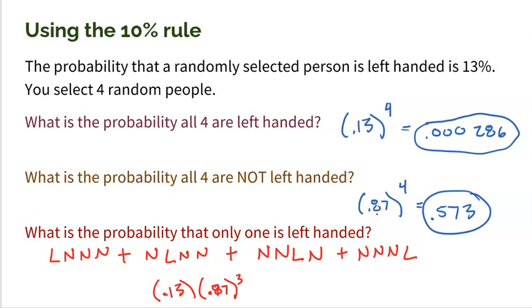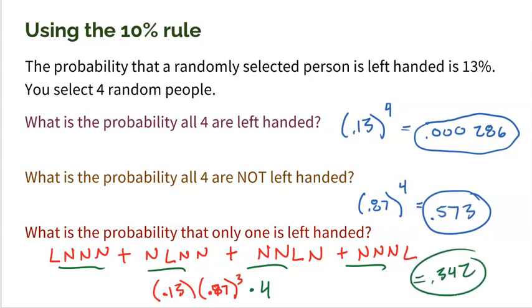All four of them are mathematically equivalent, but there are four distinctly different situations where you could have one lefty, 0.13, three nons, 0.87. So I'm going to times this result by 4 for the fact that there are 1, 2, 3, 4 distinctly different situations for this to happen. So 0.13 times 0.87 raised to the third, get an answer, times it by 4. The final answer is 0.342.